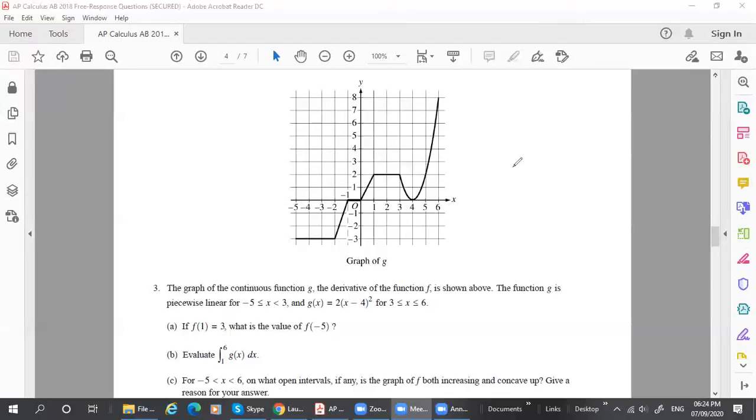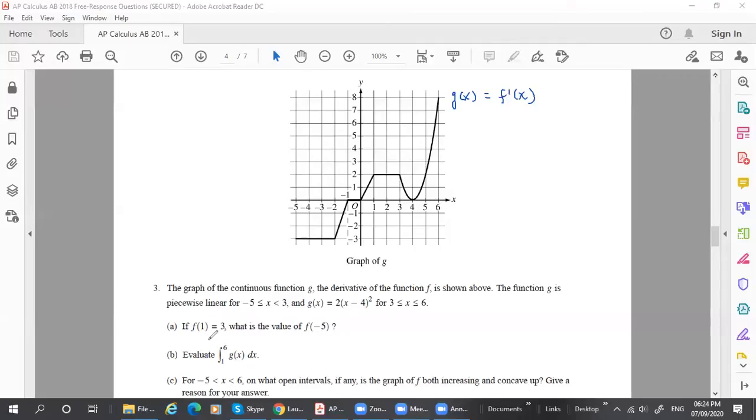This is for Calculus AB, free response question 3, which is the non-calculator section. For question 3, you are given the graph of g(x), and this g(x) is the derivative of the function f(x). The function g is defined from -5 to 3 as piecewise linear, and from 3 to 6 as a quadratic function.